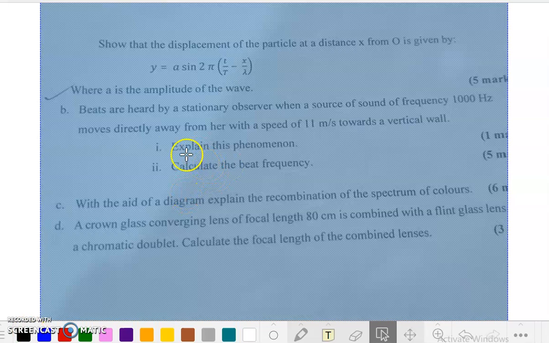As you might also have noticed, this particular equation is for a progressive wave. The one that we did earlier helped us to understand the transverse wave. A progressive wave oscillates the particles of the medium it is traveling through, while a transverse wave has oscillations that are perpendicular to the direction of energy transfer. So this is a progressive wave, and we are going to prove that indeed y equals a sine 2 pi into t divided by T minus x over lambda.